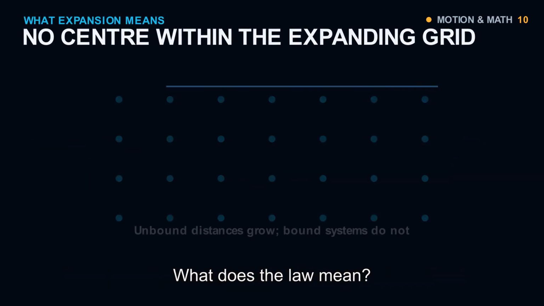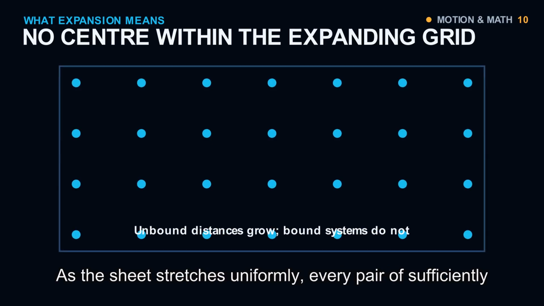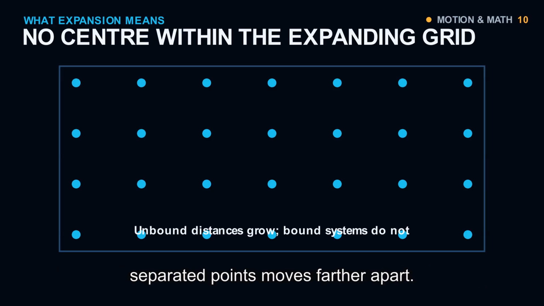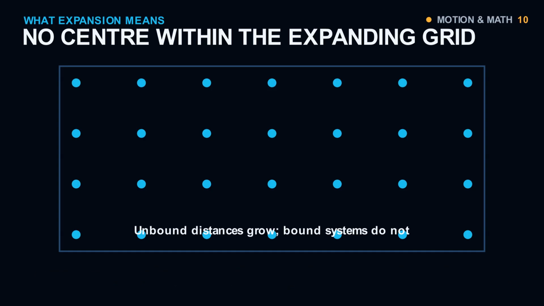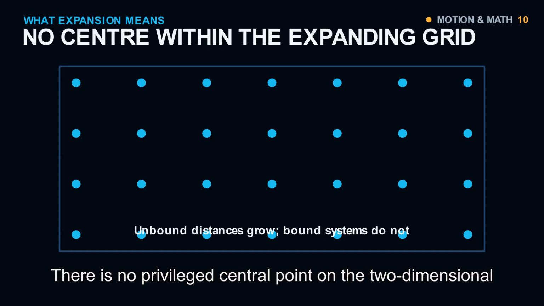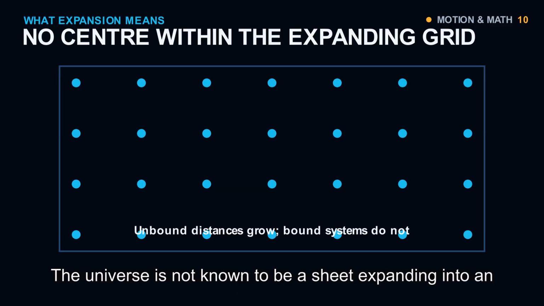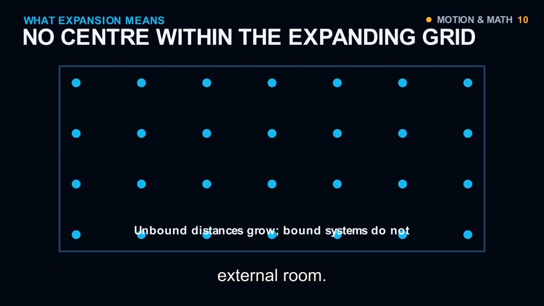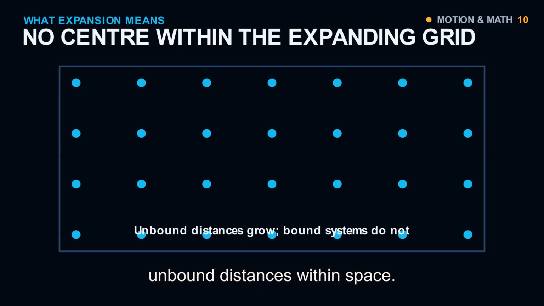What does the law mean? Imagine points drawn on an expanding rubber sheet. As the sheet stretches uniformly, every pair of sufficiently separated points moves farther apart. A point on the sheet sees distant points recede faster because more expanding space lies between them. There is no privileged central point on the two-dimensional sheet itself. The analogy is useful but limited. The universe is not known to be a sheet expanding into an external room. The expansion is a change in the scale that relates large, unbound distances within space.